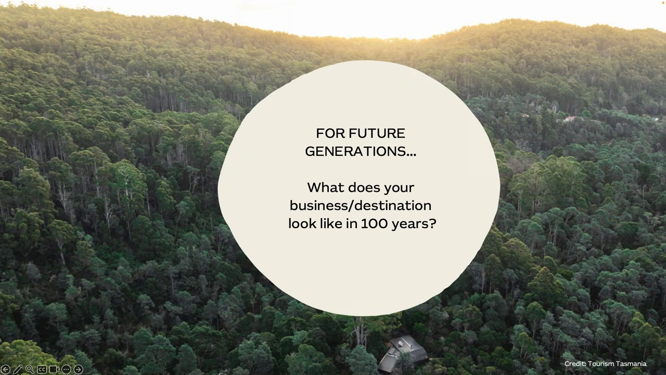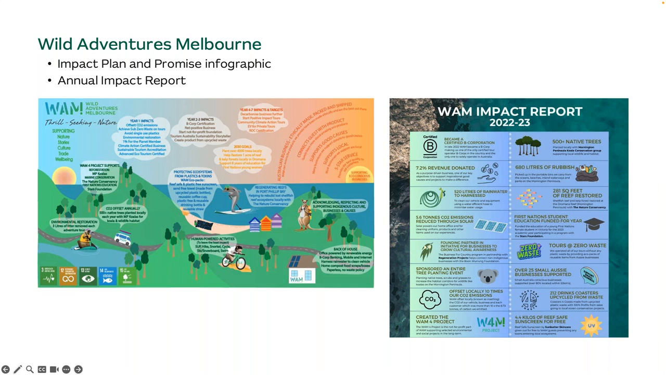But looking longer term than that is a great way to set yourself targets and really strive for progressive environmental and social goals. At Wild Adventures Melbourne, we created this impact plan and promise on our website. So you can see this on our website. And I'm just trying to be as transparent as possible. We're saying, this is what we're doing, this is what we're doing behind the scenes, these are the impacts that we've had, these are our 2030 goals, this is who we're supporting. It also helps hold myself accountable as a small business owner, showing our customers on our website this is what we're looking to do, but also saying we're actually committing to this as well. We also release an impact report every year, showing those different successes and celebrating the things that we've achieved. And again, just being transparent along the way.